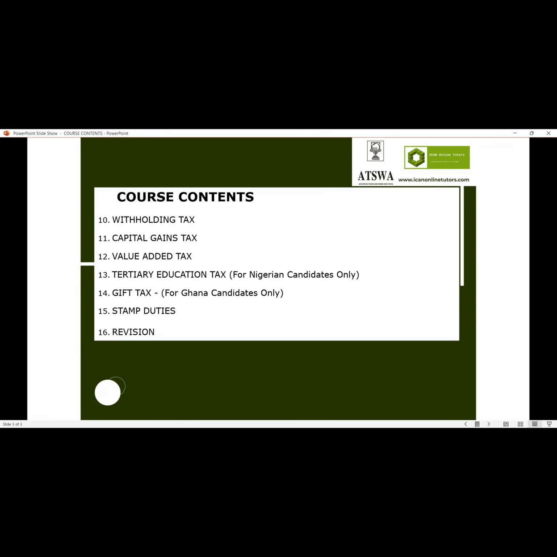So B can then use the 100,000 to offset its future income tax liability. Withholding tax can only be used to offset income tax. So it could be your personal income tax or company income tax, depending on what? Depending on the transaction on which it was deducted.